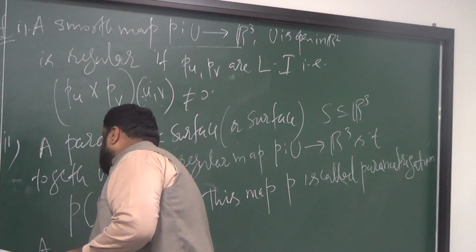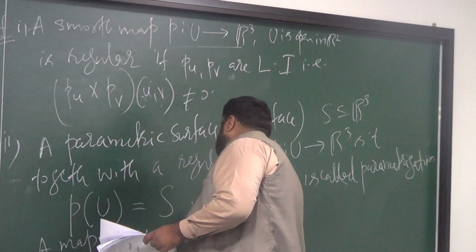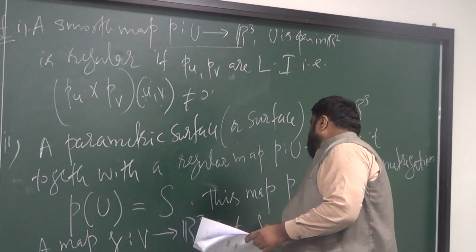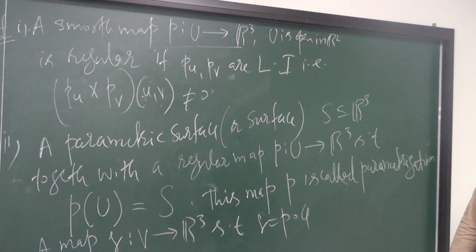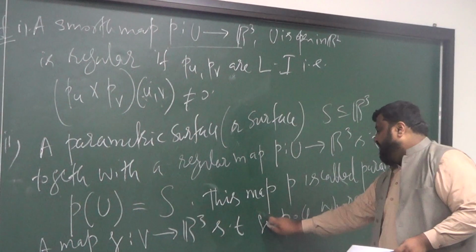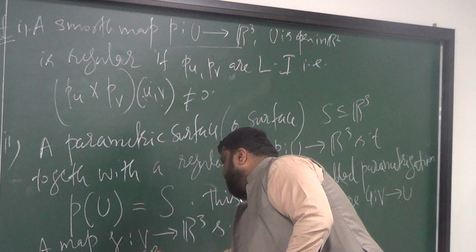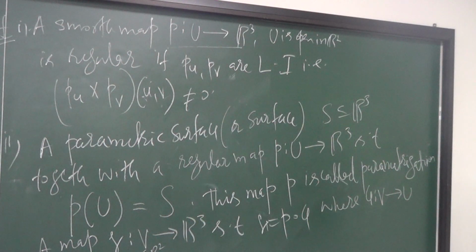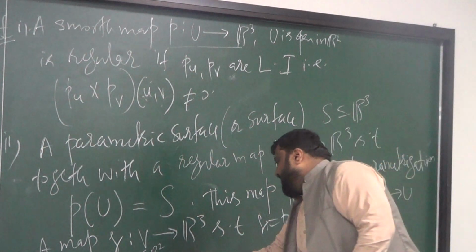So let me write this more formally. A map Q from V into R3 that can be written as P composed with phi, where phi is a map from V to U, and V is a subset of R2, obviously an open subset of R2, then this Q is called a reparametrization of the parametrization map P. And here phi from V to U is a diffeomorphism.